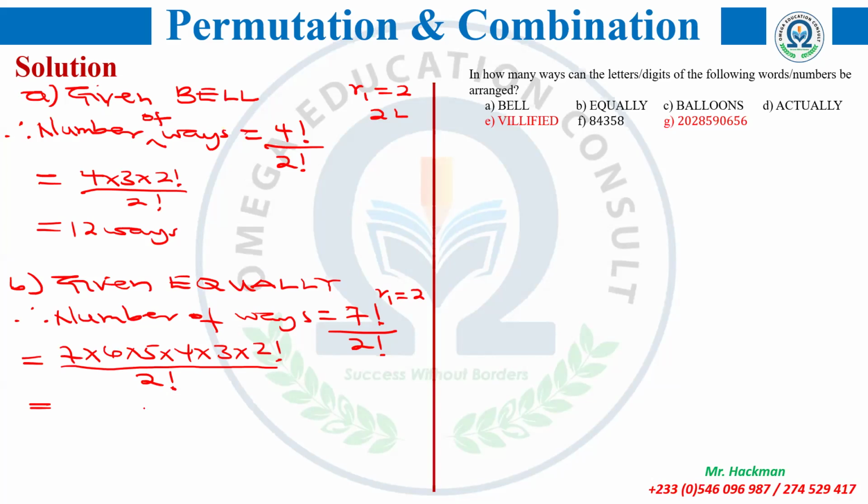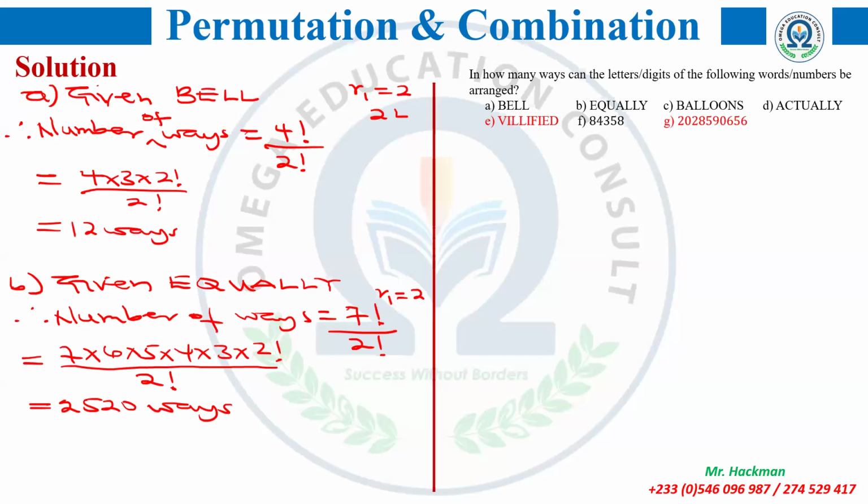The answer, you write it here and you attach ways. So I'm waiting. 2,520. 2,500 and what? 20. Okay, 2,520. Is that it? Yes, please. Okay, great.